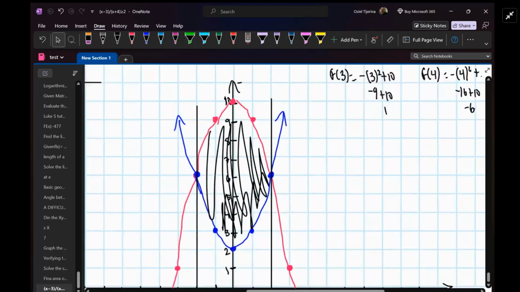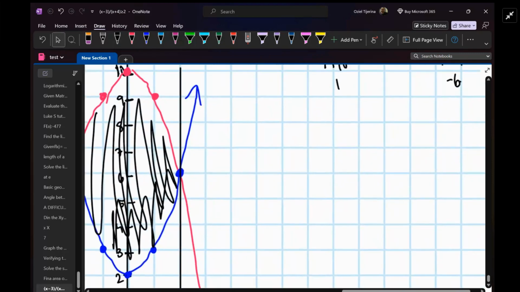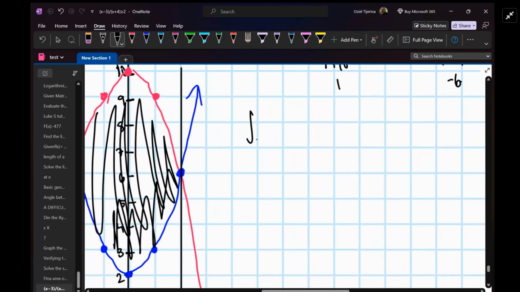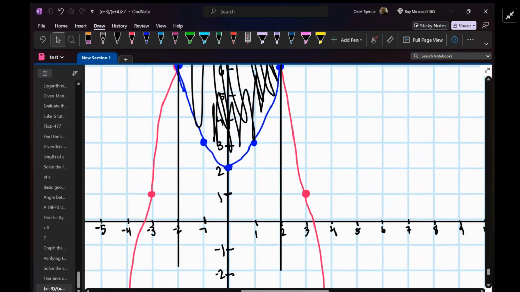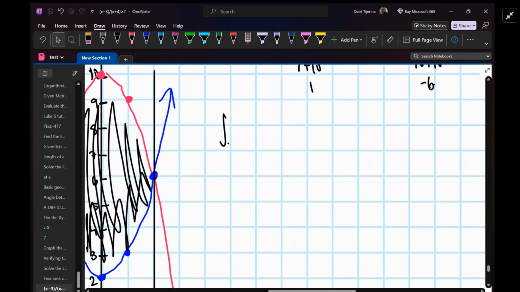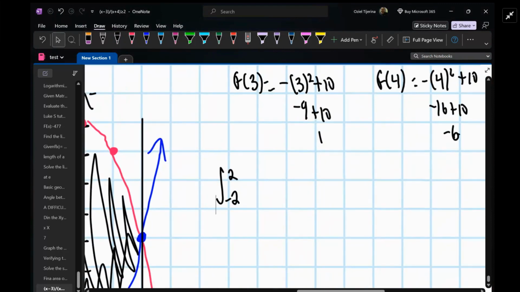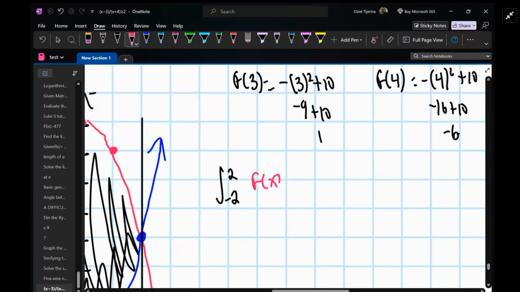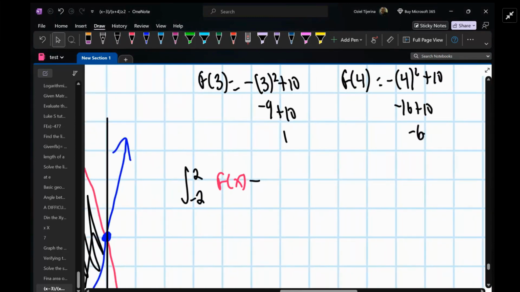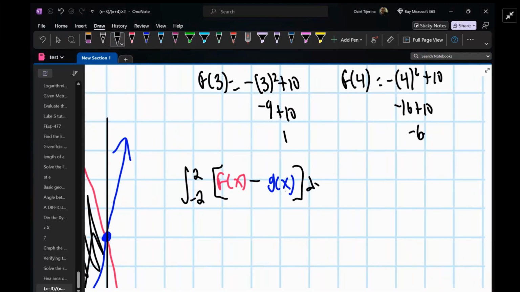And now we're just going to say, the area from negative 2 to 2 of, and let's do the function f, so f of x, which was the first function we had, minus, so the top curve minus the lower curve, which is minus g of x. And then this is going to be with respect to x, right, dx.